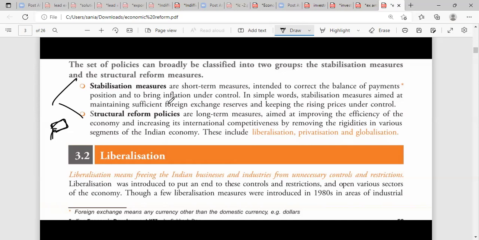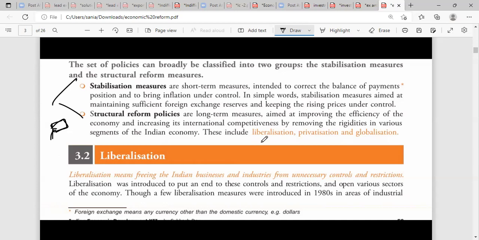Clear? So basically, India agreed that we will adopt the new economic policy. These policies are classified into two parts. First, stabilization measures, which are basically short term. And next is structural reform, which is long term, aimed at increasing international competitiveness and removing the rigidness. Removing the rigidness means earlier, private sector was under the control of public sector. You cannot do this, you have to take a license for this, like that.